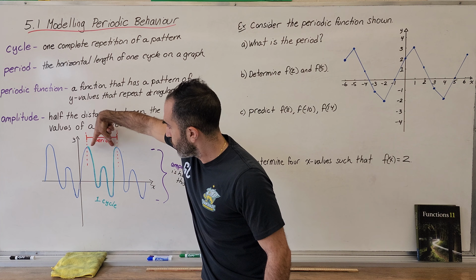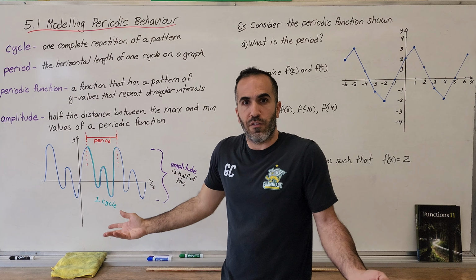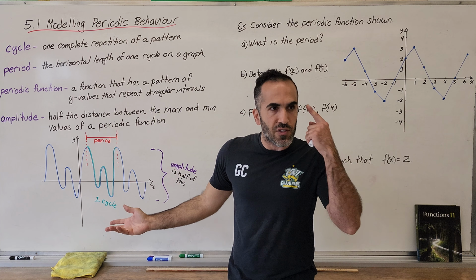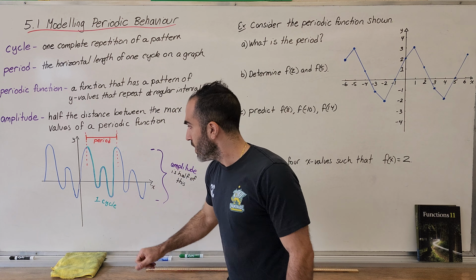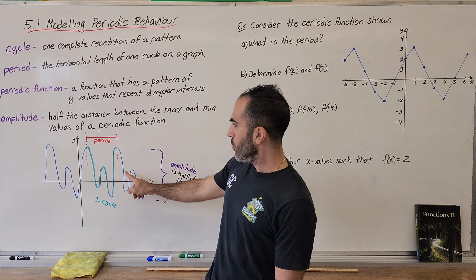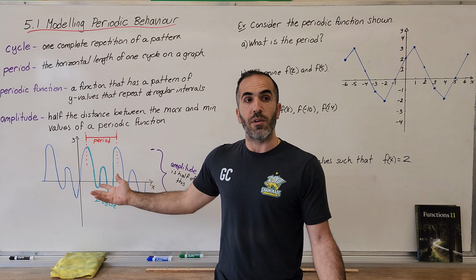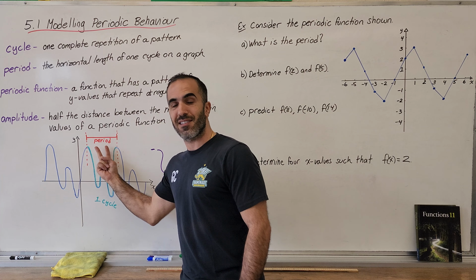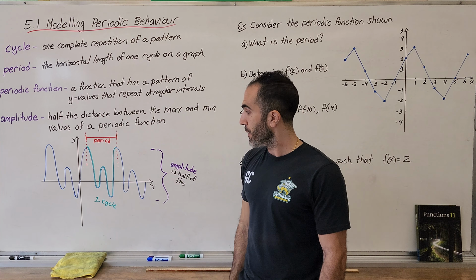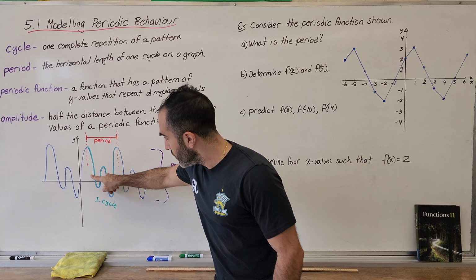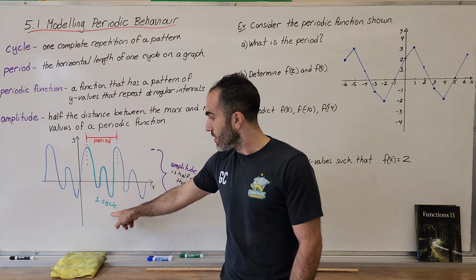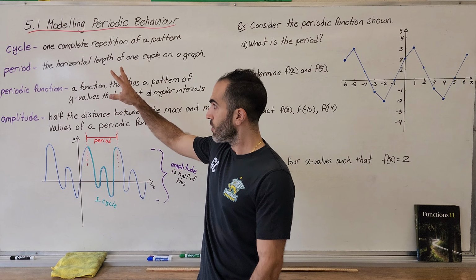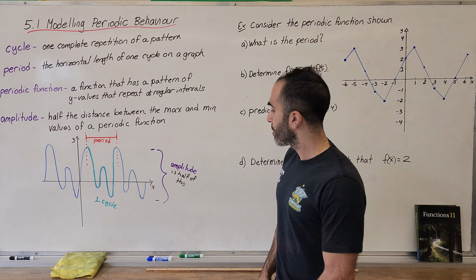The period is where the function repeats, so I can figure out the period from any points that I see that repeat. I can go from the max to the max, I can go from the min to the min, I can go from this middle loop to this middle loop, and it's all going to be the same distance. And the distance between those points is the period. Okay, and one repetition of the pattern, wherever it is, doesn't matter where it is, is one cycle. Okay, just to link these to a diagram.